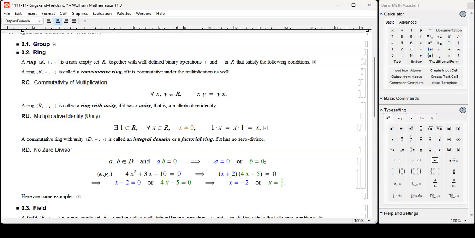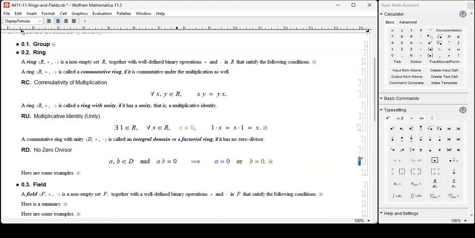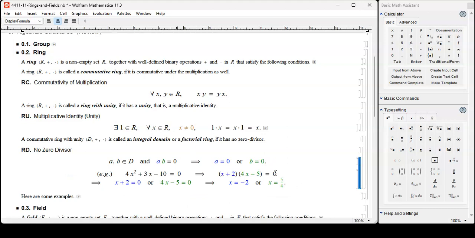And this zero divisor property, or no zero divisor property rather, that's a highly useful property. But the fact of the matter is, not all rings satisfy this. Some rings do, and such a ring is called an integral domain or a factorial ring. Our textbook author calls it an integral domain, so I'm going to use this term more often. But as for the second term, factorial ring, well, here's a motivation.